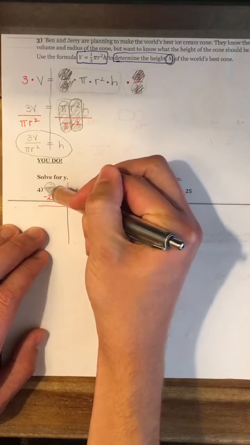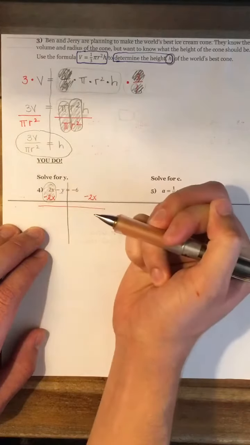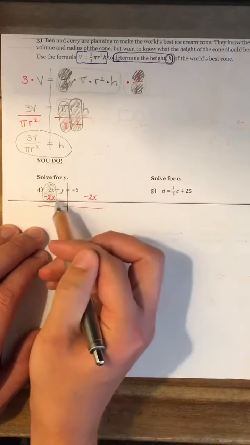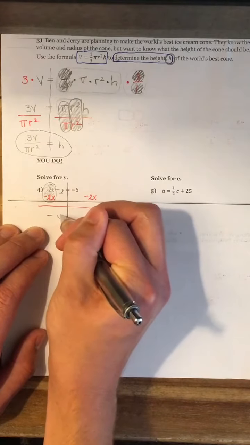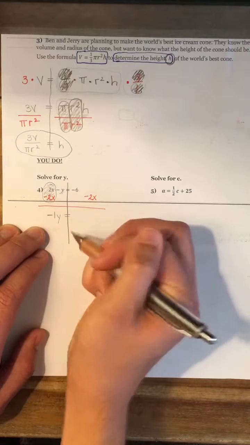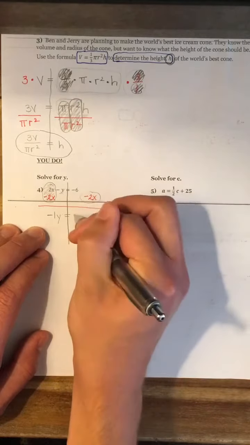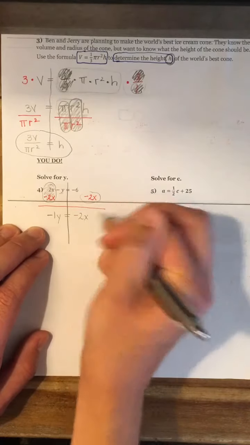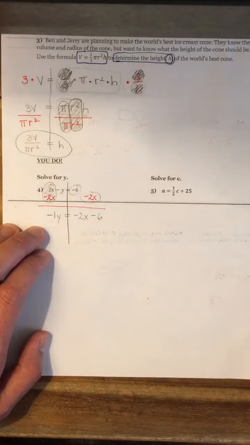So on the left-hand side, I have 2x, and I just took away those 2x's. There's nothing left. There's no x's left. They cancel each other out. But what I'm left with is a negative y. So I have negative y, essentially a negative 1y. Got my equal sign in the middle. And then on the right-hand side, I have my minus 2x. And then I also have a minus 6. So I bring that down as well.